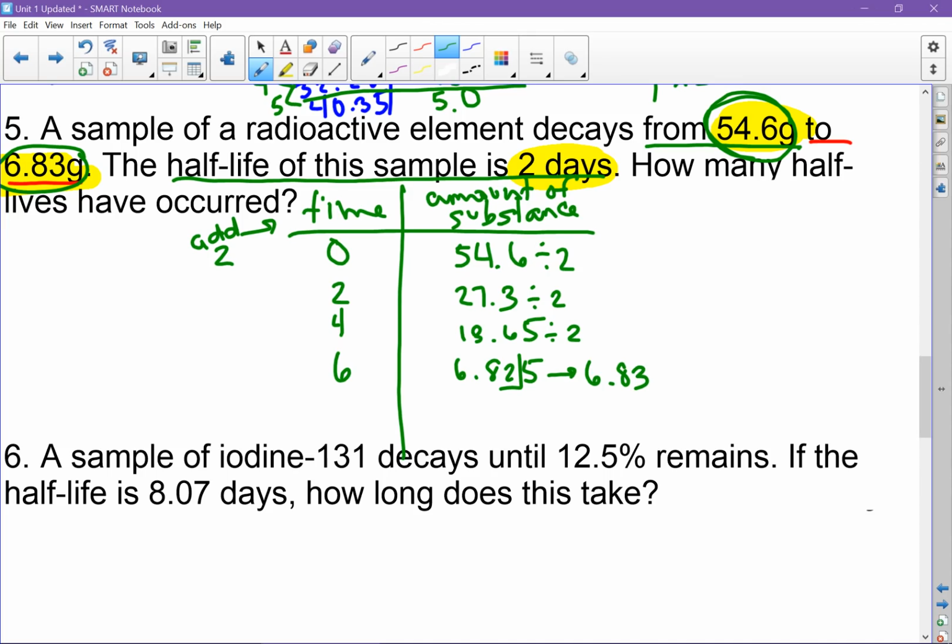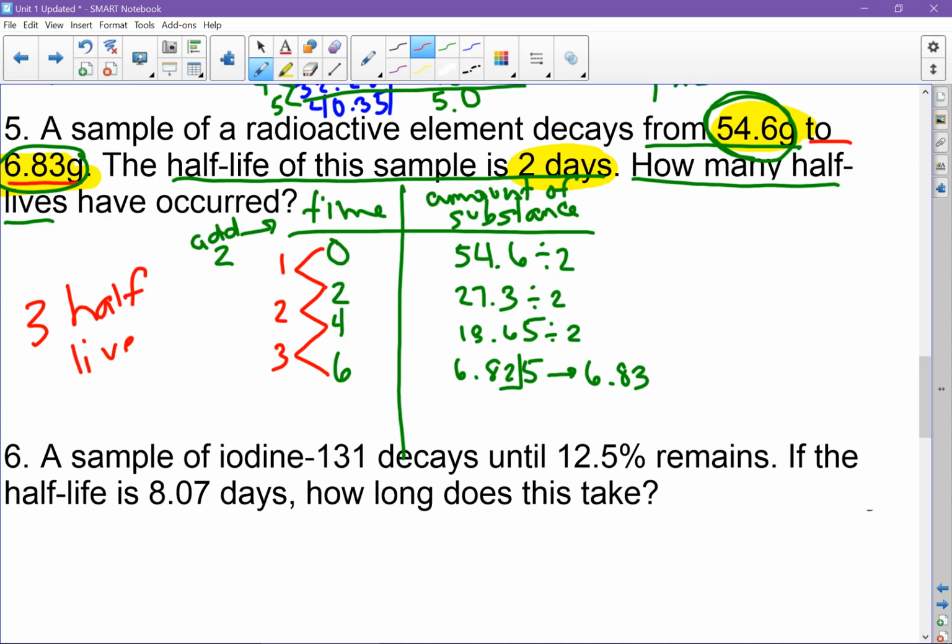Okay, so we have our T-chart filled out. The question says how many half-lives happened. So we're just going to count. From here to here was one half-life. From here to here was another half-life. From here to here was another one. So the answer is this took 3 half-lives. Another way to count it is we divided by 2, 1, 2, 3 times. So we're counting the half-lives.